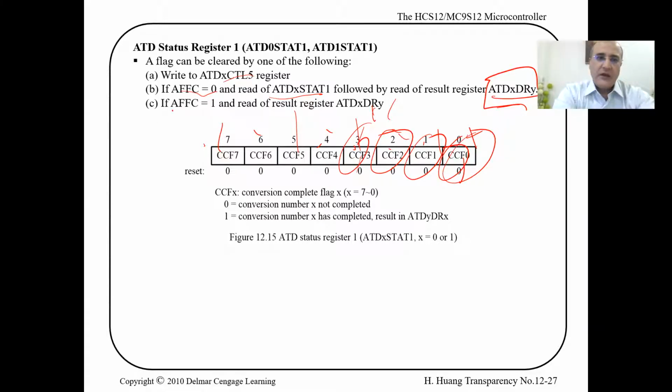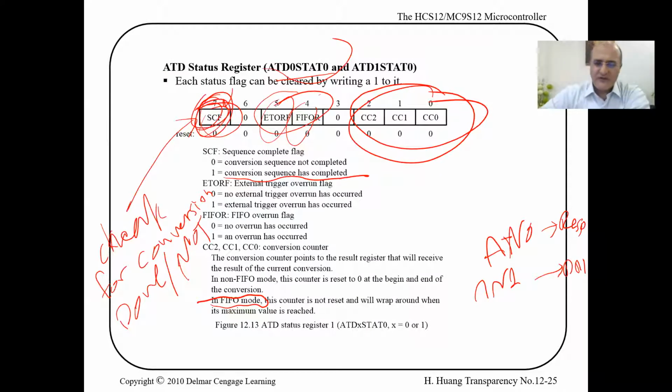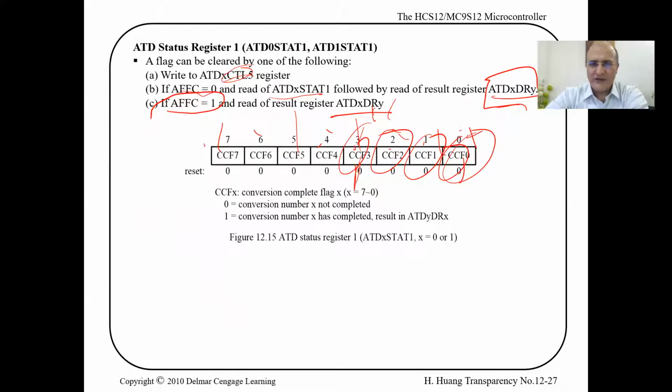But if you choose to do the fast flag clear in the control register 5, then you just go read the data register. This flag will clear automatically. And when would you want to do this? Well, when you have a single conversion. I need to know that the conversion is done from here. Then I go read it, this one again. Okay, I know it's done. I can go read the data, and this will clear automatically.